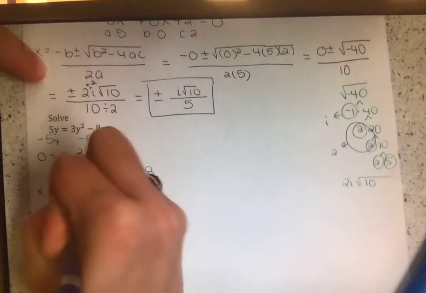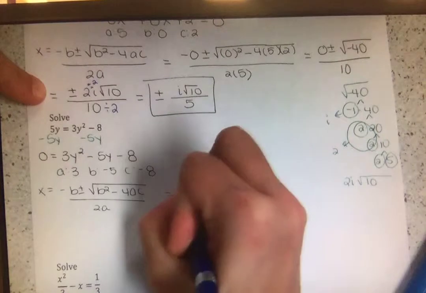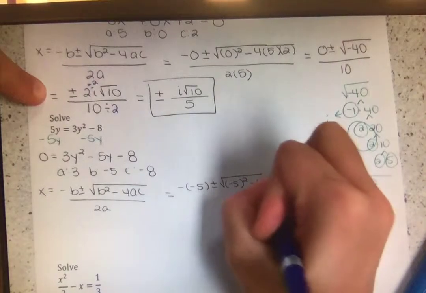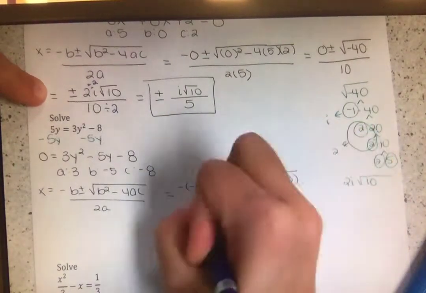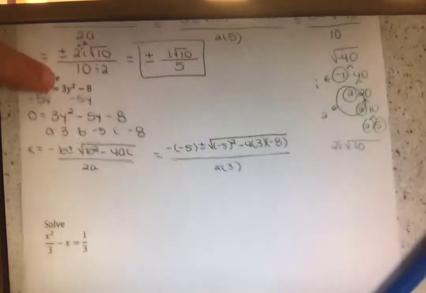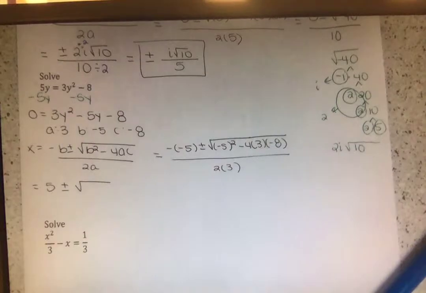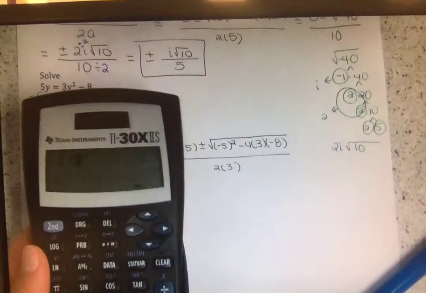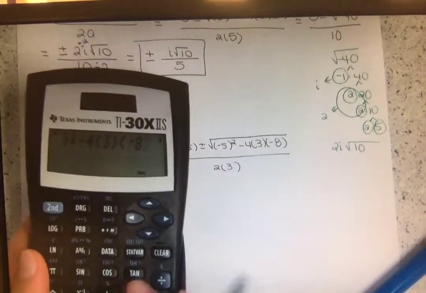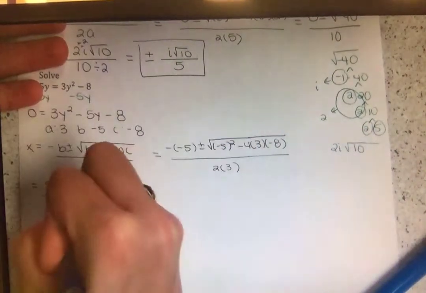We can plug these values into our quadratic formula now. So we have negative 5 plus or minus the square root of negative 5 squared minus 4 times 3 times negative 8, all over 2 times 3. So negative 5 will leave us with positive 5 plus or minus the square root. Plugging this into our calculator exactly like we see it, in parentheses, negative 5 squared minus 4 times 3 times negative 8 will give us 121, all over 2 times 3, which is 6.